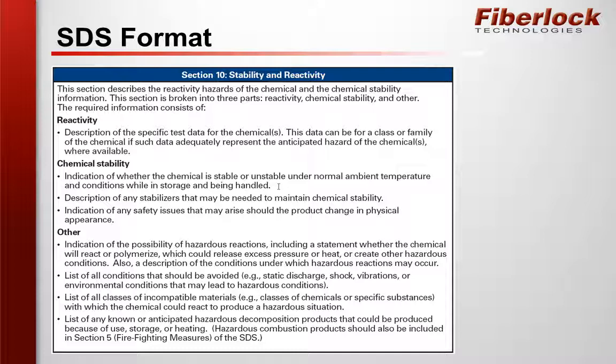Under chemical stability, it is an indication of whether the chemical is stable or unstable under normal ambient temperature and conditions while in storage or being handled. Under Other, it will indicate the possibility of hazardous reactions, including a statement whether the chemical will react or polymerize, which could release excessive pressure or heat, or create other hazardous conditions. Also, a description of the conditions under which hazardous reactions may occur.